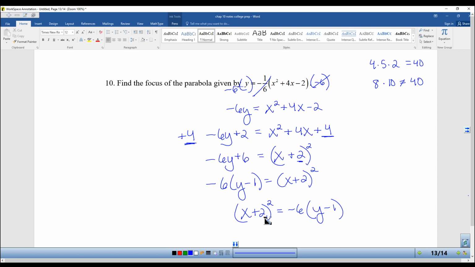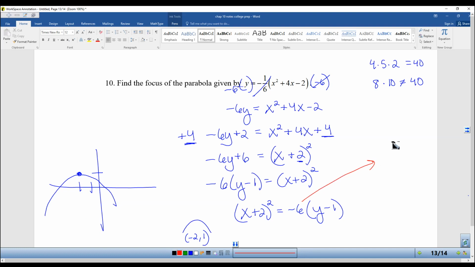I have to say it's an x squared and it's facing down. So I make a super quick sketch. My vertex is -2, +1. My focus is going to be somewhere below, but how much below? You're going to have to do P.